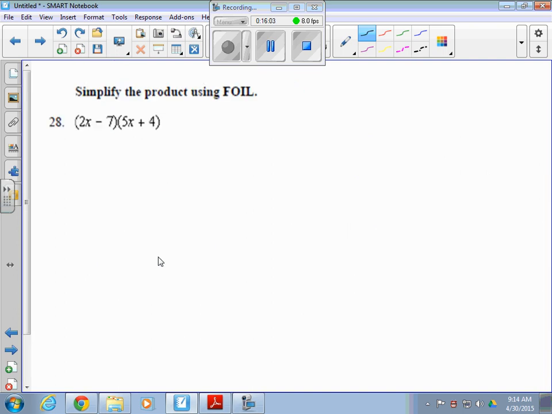Number 28 tells you to simplify using FOIL. Remember what FOIL is. First, outer, inner, last. So your first two terms are 2x and 5x. When you multiply those, 2 times 5 is 10. X times x, same base, add the exponents, x squared.